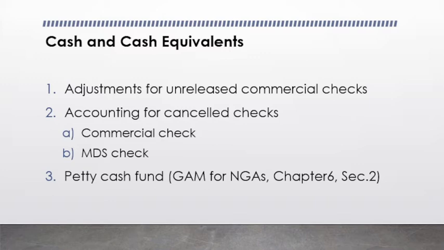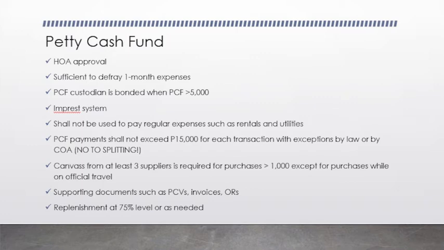Okay, next is the petty cash fund. This is comprehensively discussed under Chapter 6, Section 2 of the Government Accounting Manual for the national government agencies. But we will look at the salient provisions of Chapter 6. So we look at the petty cash fund. Essentially, the basic concepts you learned on the petty cash fund will be applied to the petty cash fund in government accounting. So these are the items that we have to emphasize.